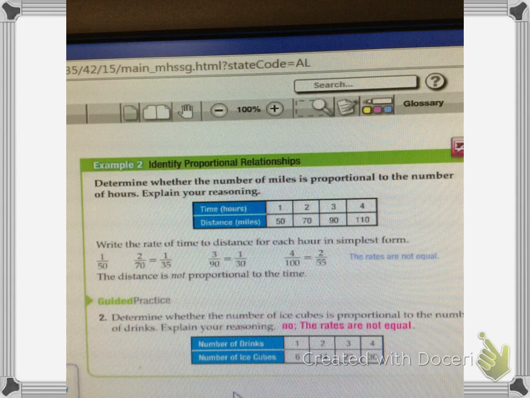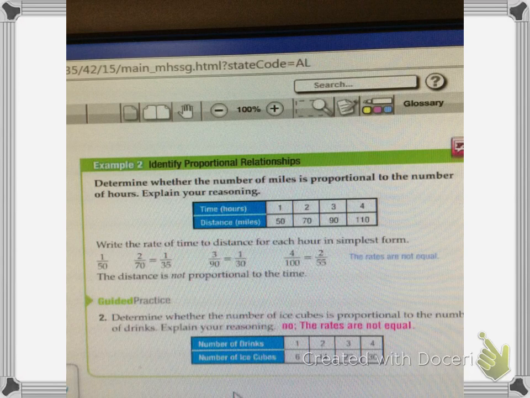So now look at the guided practice. It says determine whether the number of ice cubes is proportional to the number of drinks and explain your reasoning. Well, if you write the ratios, you're going to get 1 over 6, 2 over 14, 3 over 22, and 4 over 30. When you reduce those, you're going to get 1/6, 1/7, 3 over 22 you can't reduce, and 4 over 30 becomes 2 over 15. No, this is not proportional because the rates are not equal.